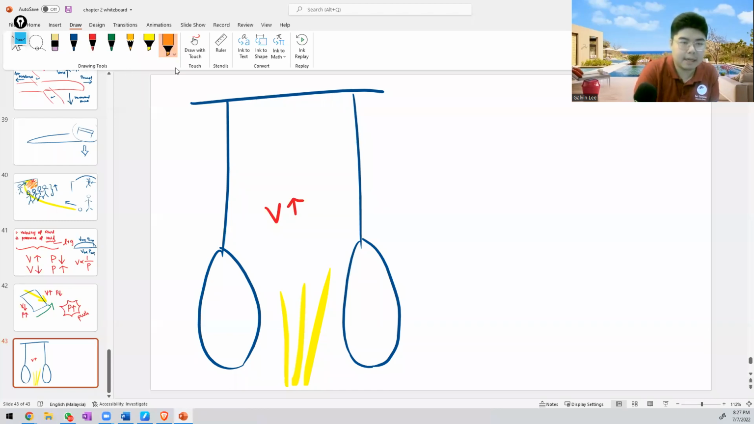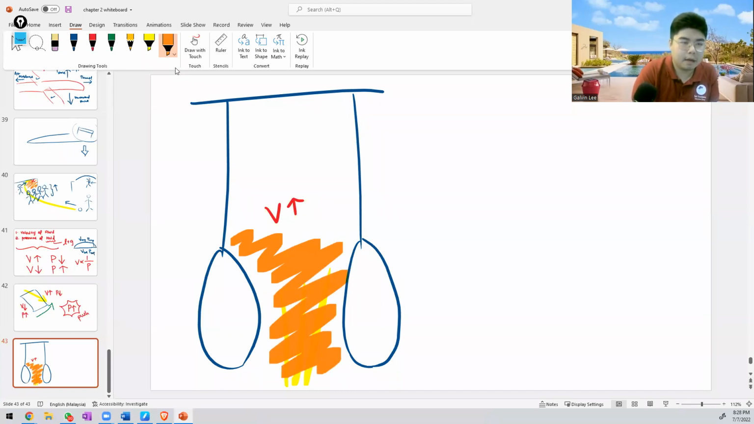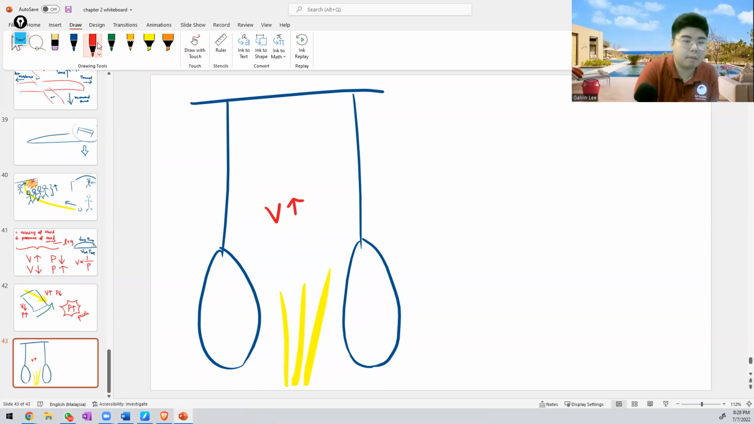Maksudnya dalam kawasan ini, this area here, udara dia akan meniup dengan laju. And then of course you compare that to either side of the balloon. Over here where there is no wind, velocity is low. So from here you feel what Bernoulli says.